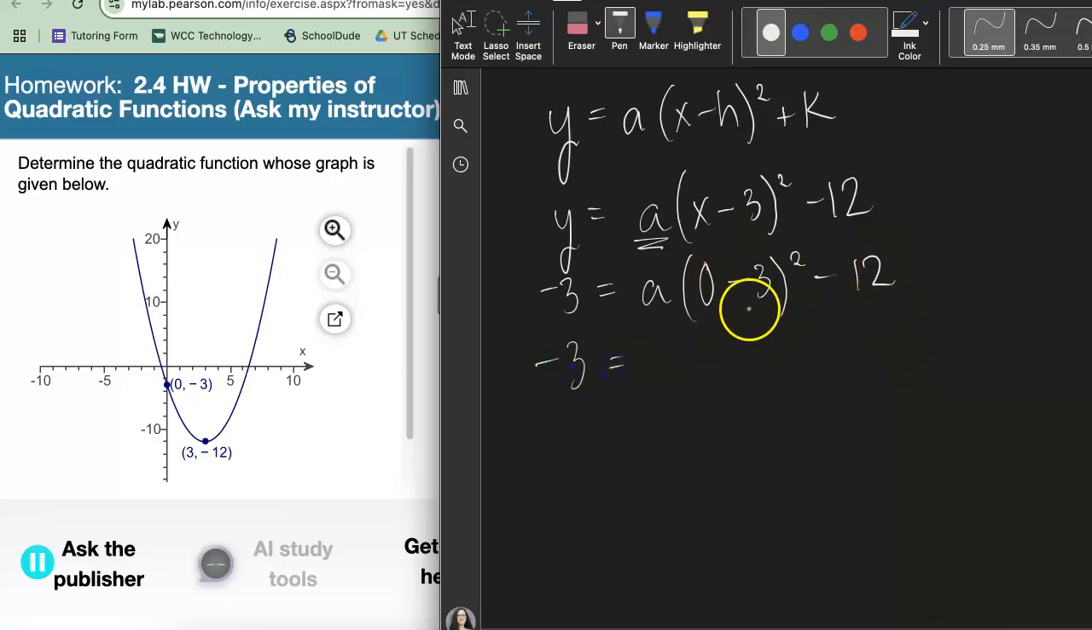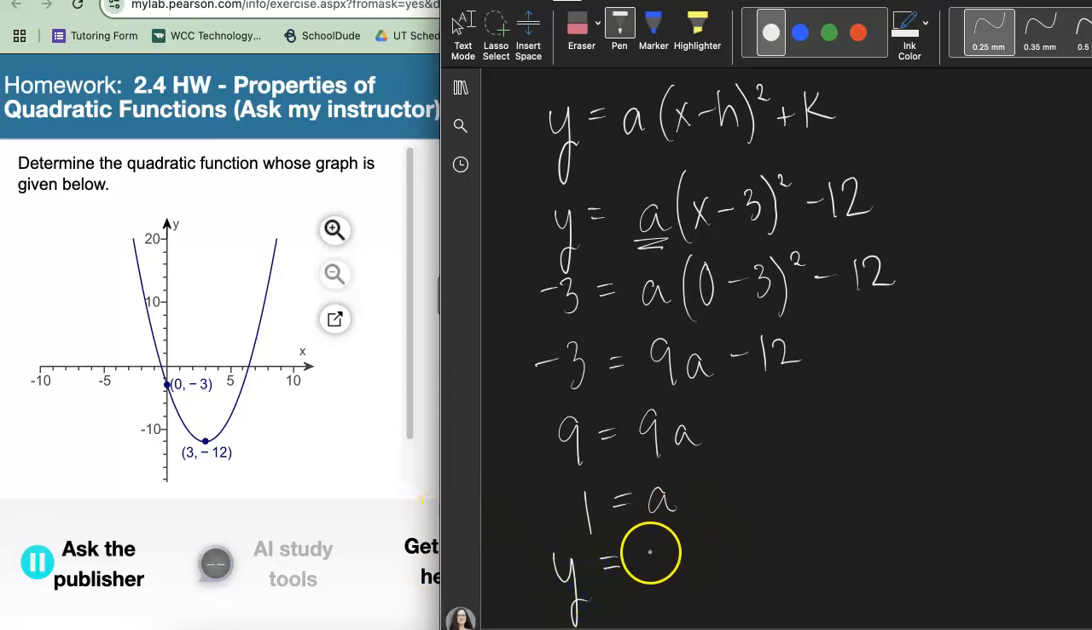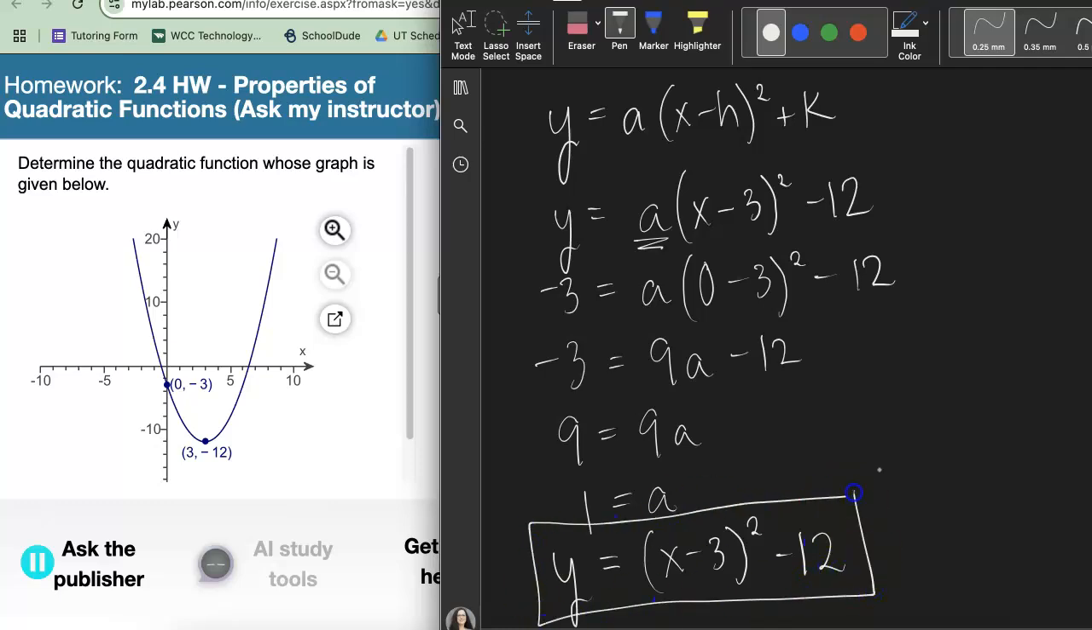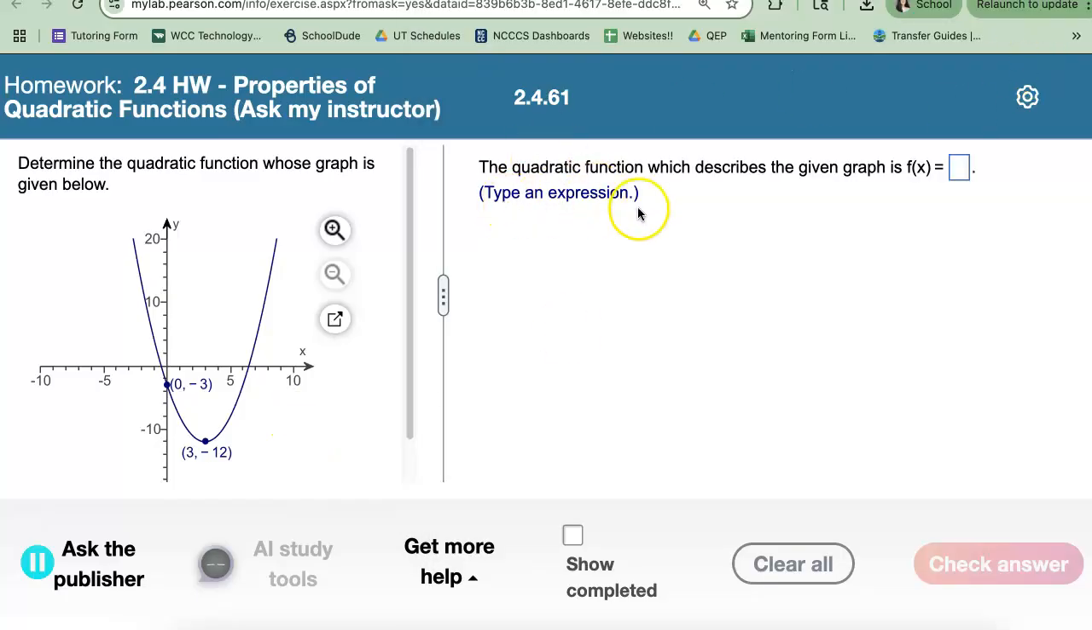So let's see, here we have -3. When we square -3, we get 9. We'll add 12 to both sides, divide both sides by 9, and we get that a equals 1. So at this point, we can write y equals 1, or just the understood, (x minus 3) quantity squared minus 12. And this is the vertex form of that graph. It is the quadratic function that describes the graph. And it will be accepted inside of my math lab because we're just told to type an expression. We're not told that it has to be in a particular form.